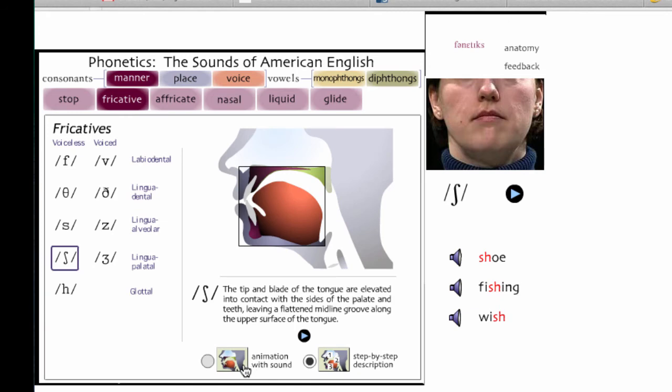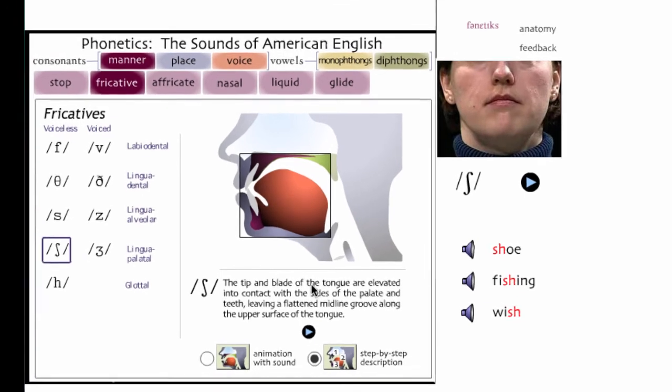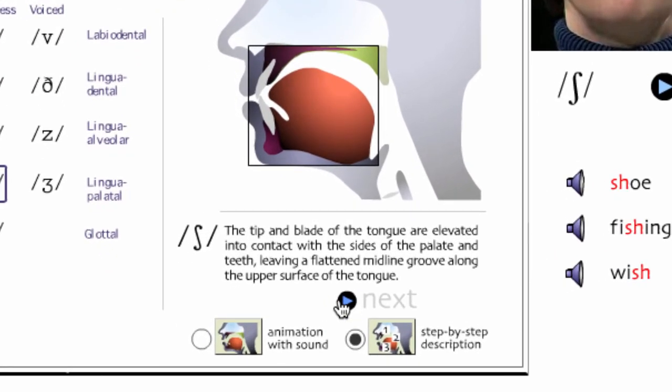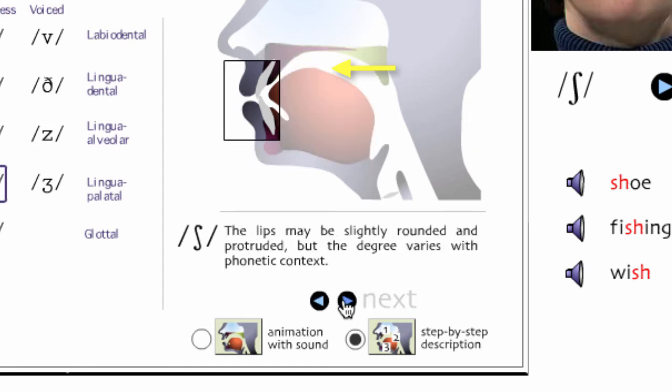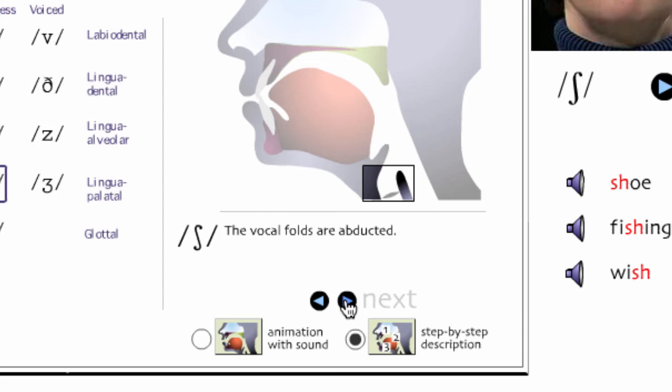If you want to see step by step, take a look at this and read this. The tip and the blade of the tongue are elevated into contact with the sides of the palate and teeth, leaving a flattened midline groove along the upper surface of the tongue. The lips may be slightly rounded and protruded, but the degree varies with phonetic context. And finally, the vocal folds are abducted.